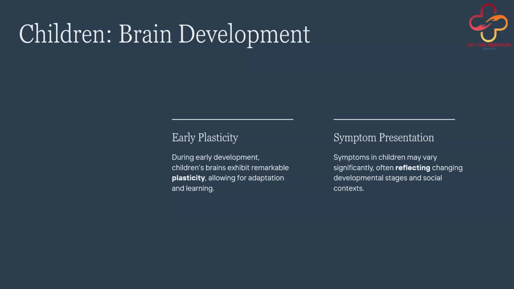And then symptom presentation. Symptoms in children may vary significantly, often reflecting changing developmental stages and social context. In early childhood, you might see different symptoms and behavior. Then as they go towards adolescence, you will see different patterns of behavior. When they become adults, you will see different patterns again.